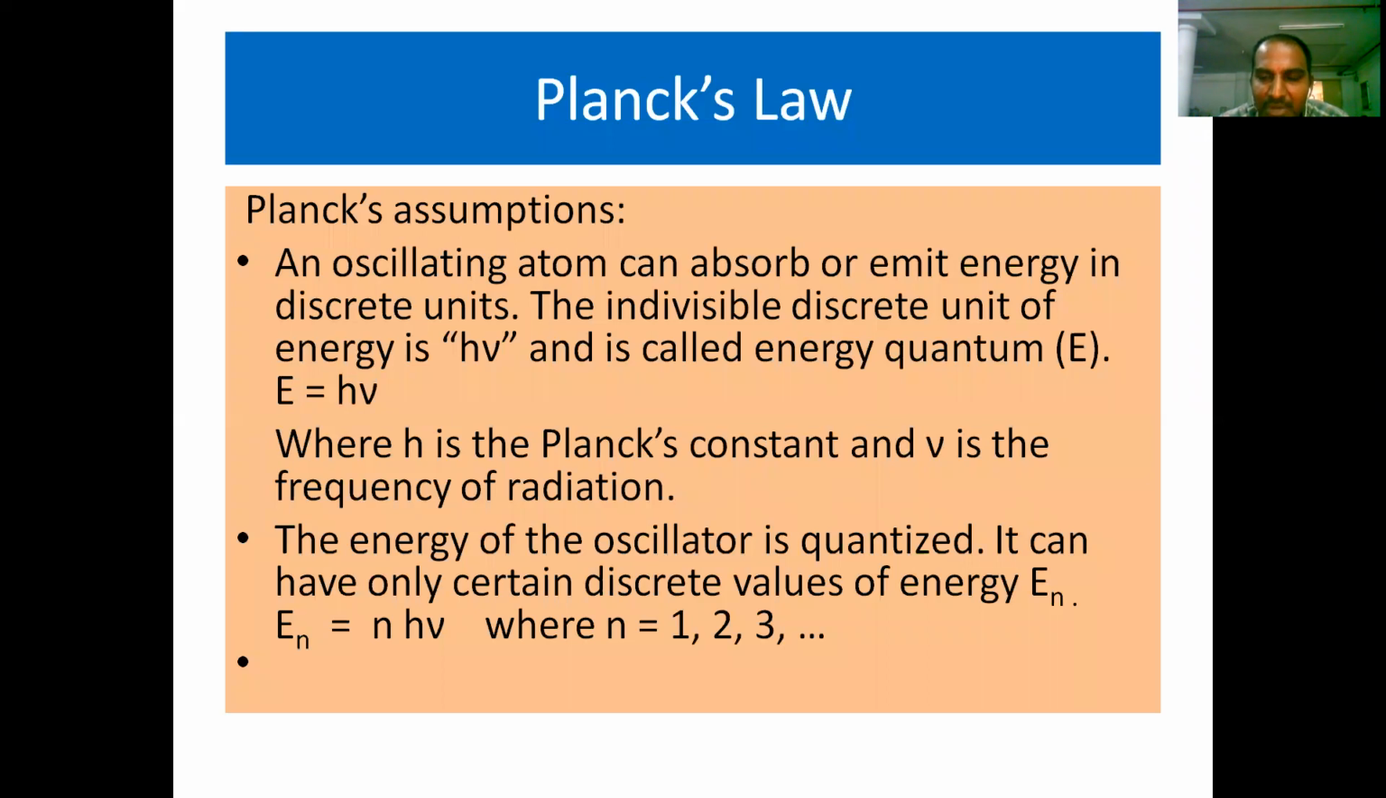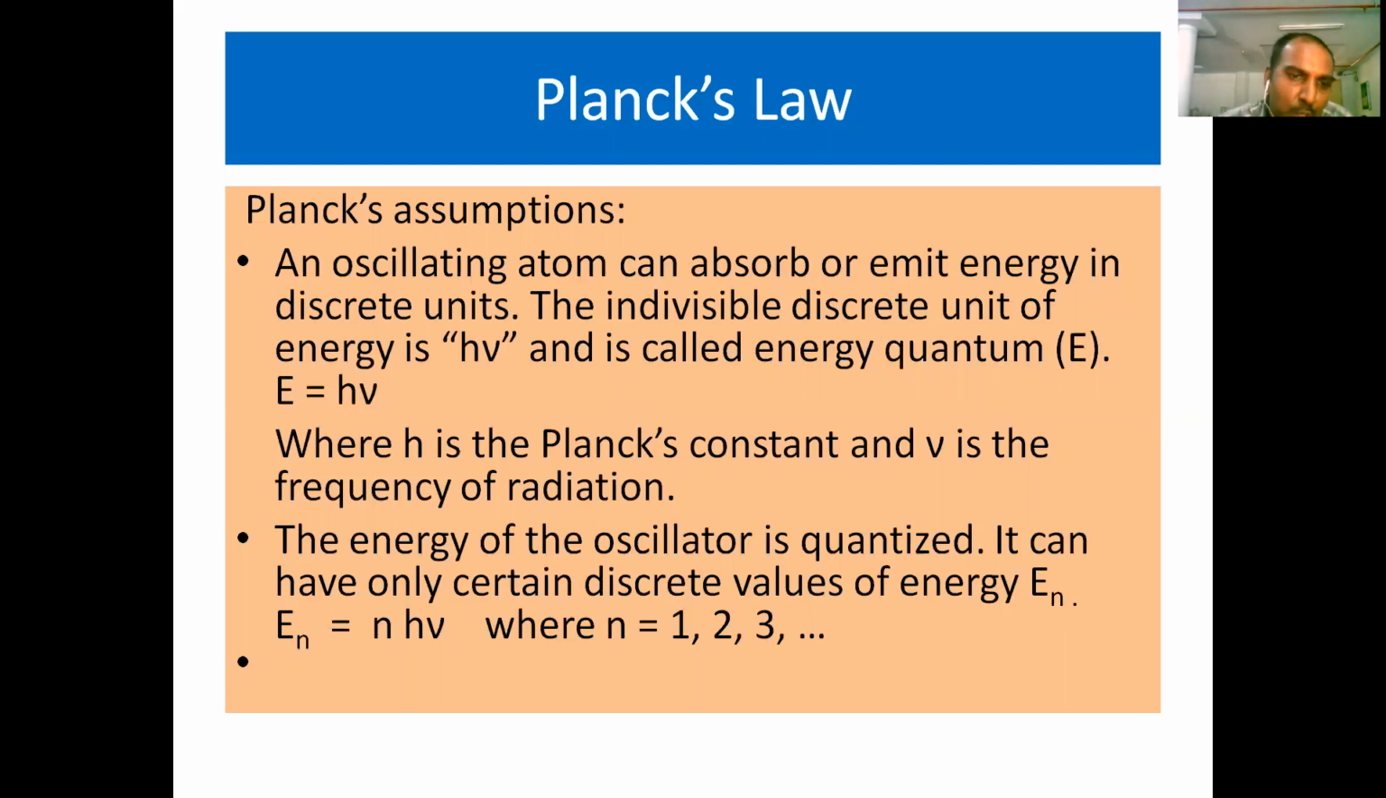So here, the emission or absorption of energy takes place in the form of discrete units of energy. We do not have continuous emission or absorption of energy. The second main assumption is that the energy of the oscillator is quantized. What is the meaning of this quantization? We cannot further subdivide the minimum amount of energy, which is represented as the quantum E equals h nu. It can have only certain discrete values of energy. So En equals n h nu, where n is an integer which starts from 1 onwards.